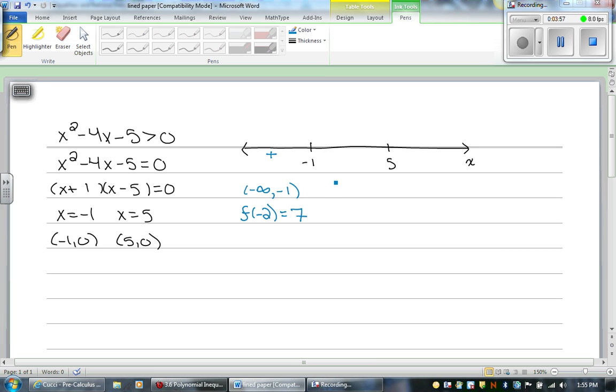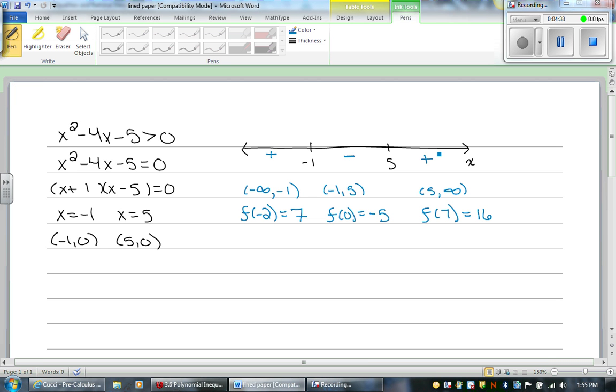So my next one, we want to choose a value between negative 1 and 5. The easiest test value, of course, is going to be 0. And very quickly, when we plug 0 in, we get negative 5. So that gives us a negative value, which means it's going to lie below the x-axis. And again, between 5 and infinity, choose a value, let's say 7, and that's going to give us 49 minus 28 minus 5, which is 16. So that's positive. Okay.